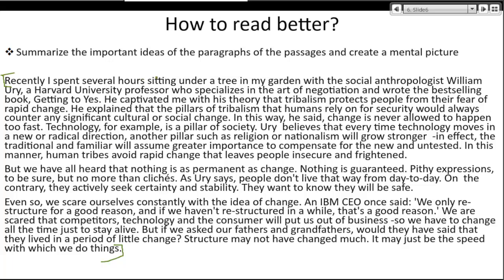Recently, I spent several hours sitting under a tree in my garden with the social anthropologist, Mr. William Ury, who specializes in the art of negotiation. Fine. So, the author spent time with Mr. Ury, and he specializes in what? The art of negotiation. So what are the key points? Mr. Ury is an anthropologist.